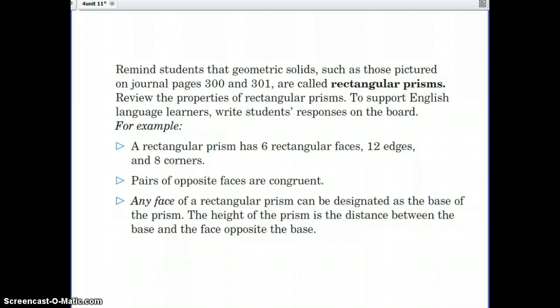Remember that geometric solids, such as those pictured on journal pages 300 and 301, are called rectangular prisms. The properties of rectangular prisms. Well, a rectangular prism has 6 rectangular faces, 12 edges, and 8 corners. The pairs of opposite faces are congruent. Any face of a rectangular prism can be designated as the base of the prism. The height of the prism is the distance between the base and the face opposite the base.